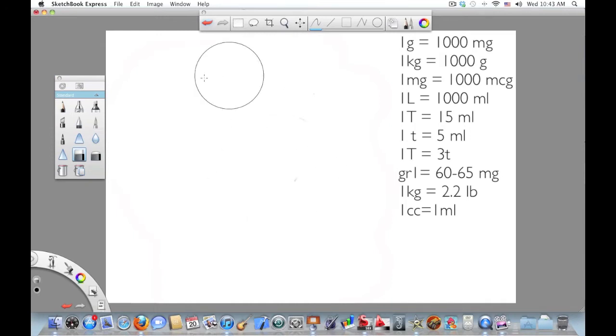Now let me show you another example. Okay. Now say for instance we have 2,000 milligrams, and we're trying to find grams. Okay, again, put the X, that represents the number that we're trying to find.